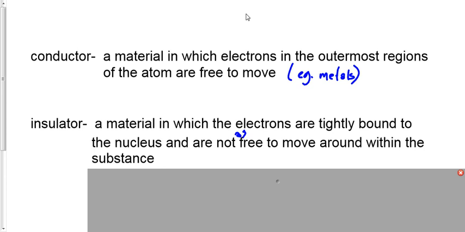Tell me an example of an insulator. Rubber is an example of an insulator, yes. Now, rubber will conduct electricity. It just doesn't conduct electricity nearly as well as metals do. Plastic is another good example. It conducts, just not nearly as well.